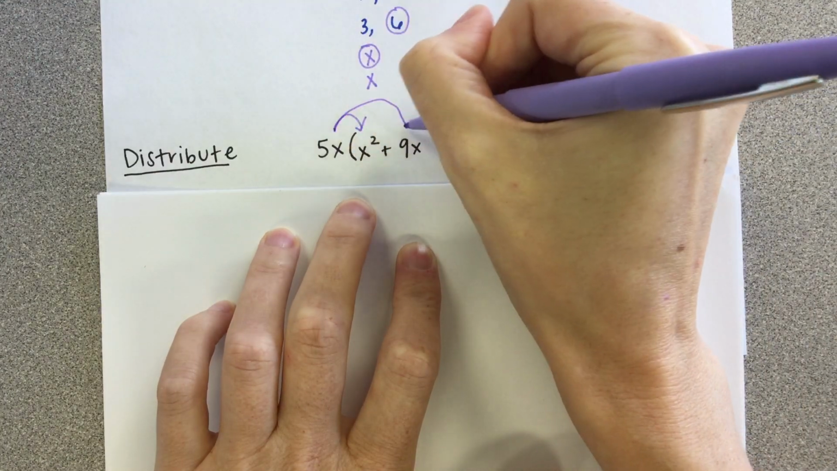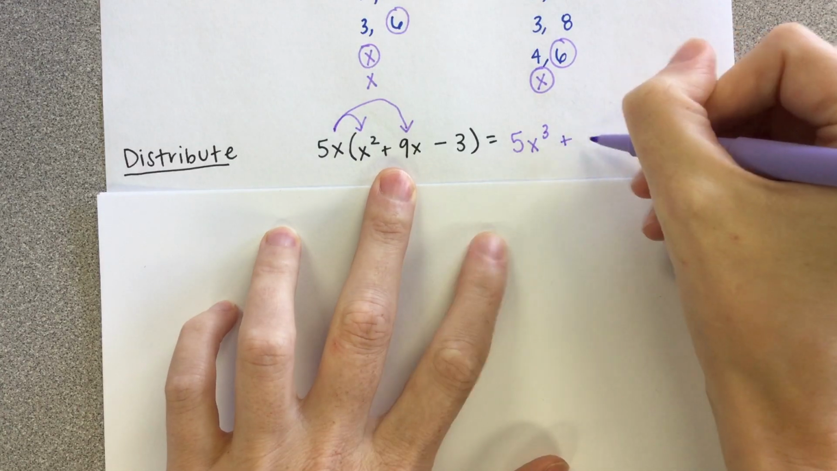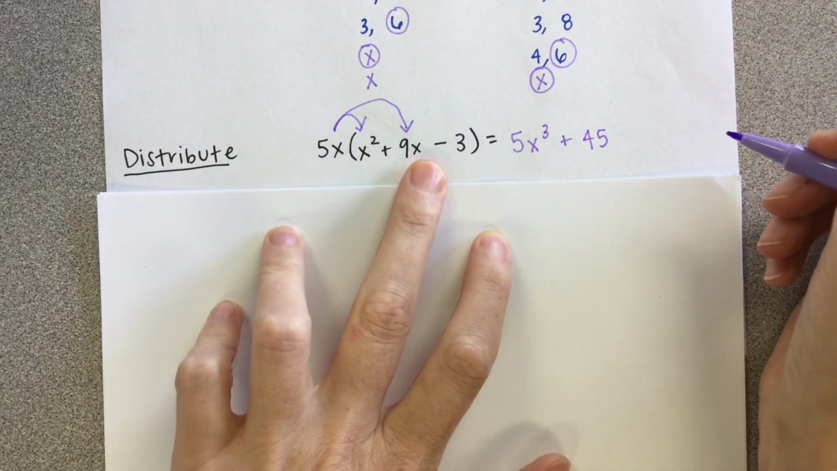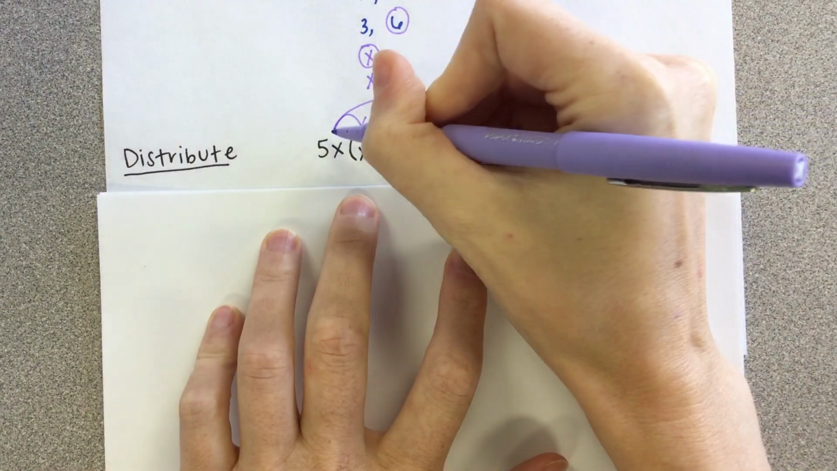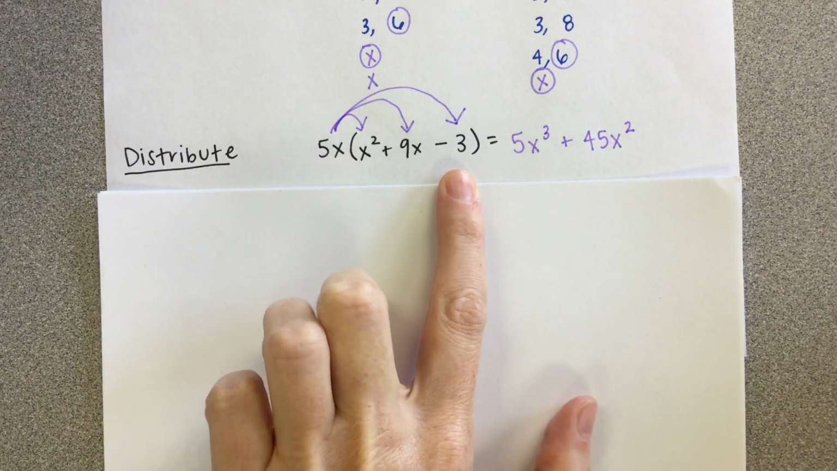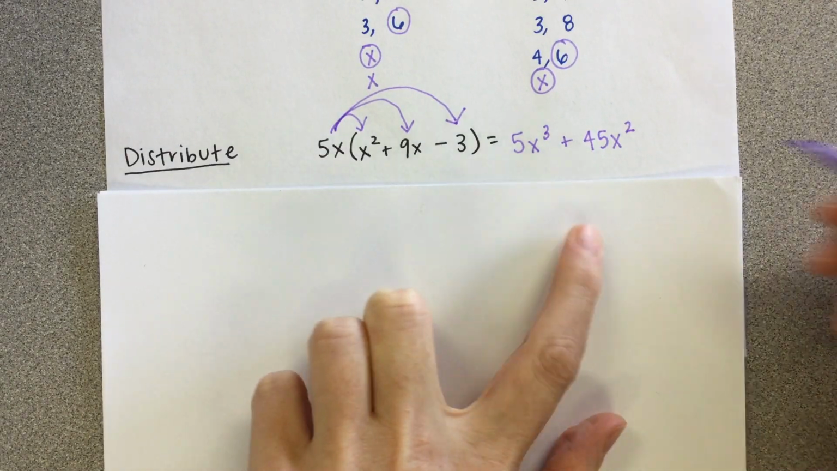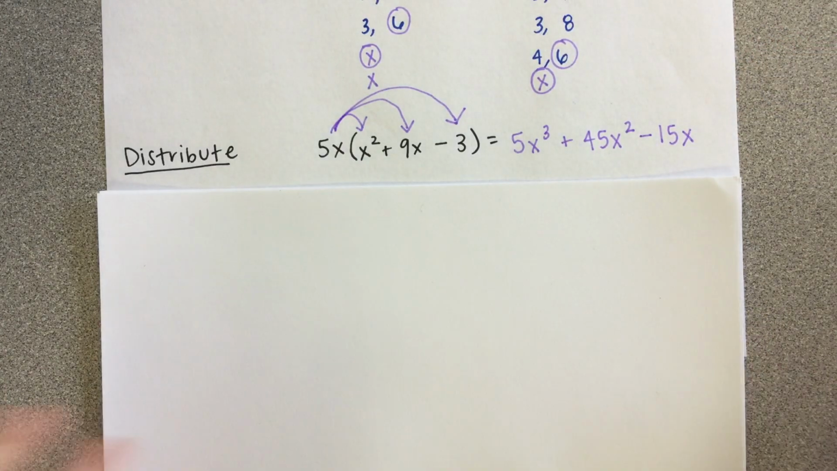Then we'll multiply 5x times 9x. 5 times 9 is 45, and x times x is x to the second power. And then distribute to the last term in the parentheses. 5x times a negative 3, or minus 3, would be negative 15x. So that's a reminder about what it means to distribute.